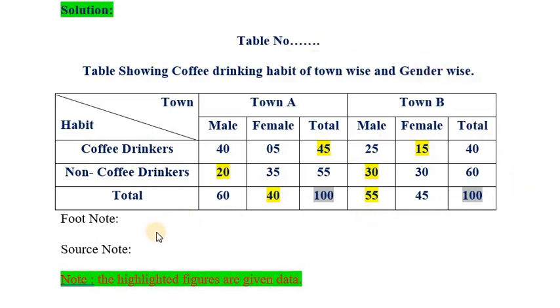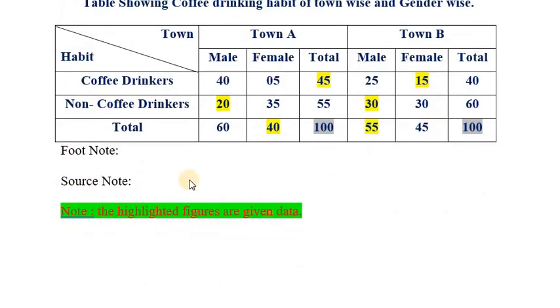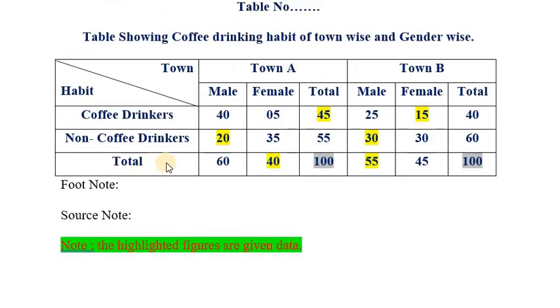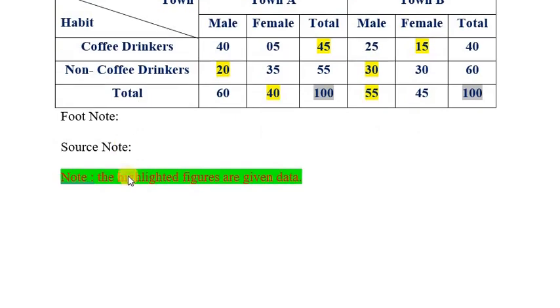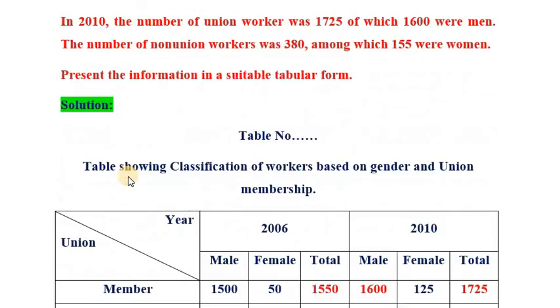As I've said, we have to conclude the problem with footnote and source note. So footnote, we don't have any symbols or abbreviation that we have used in the table to be explained here. So footnote here again mark it as nil. Source note is, if the problem or the data collected from where it is given is mentioned in the problem, we need to take it as source note. And with this information, let me go to the next problem.